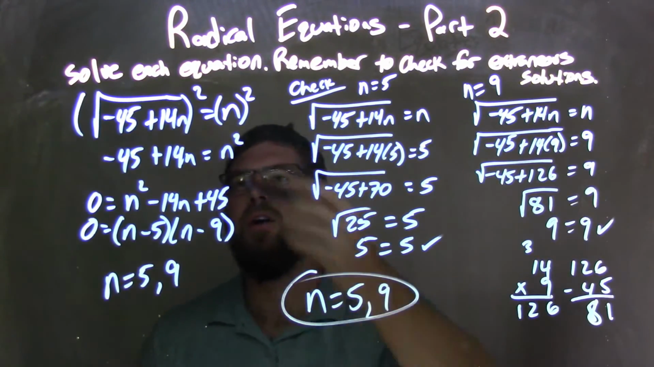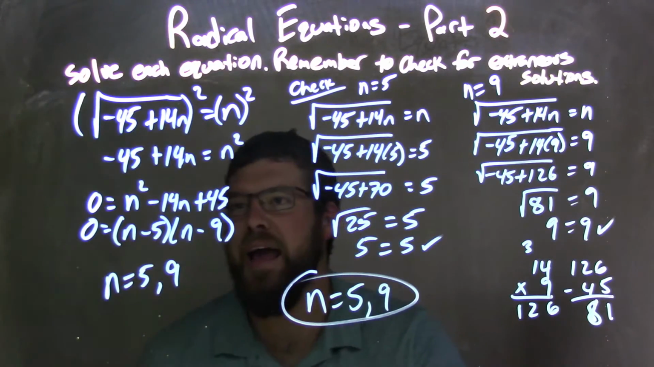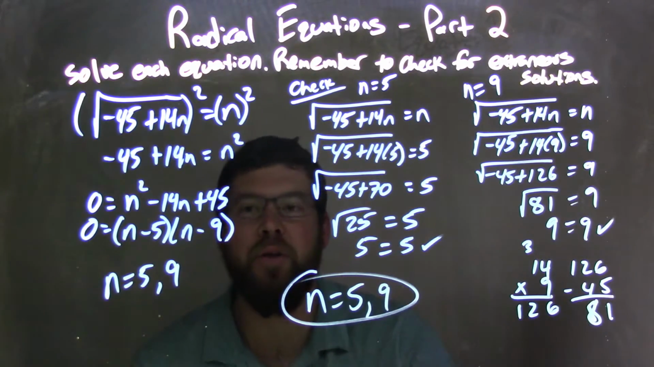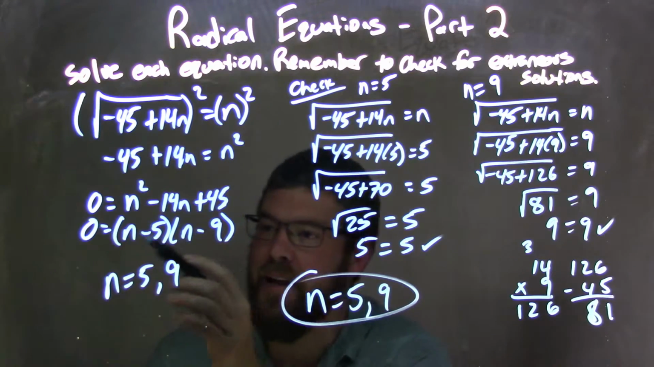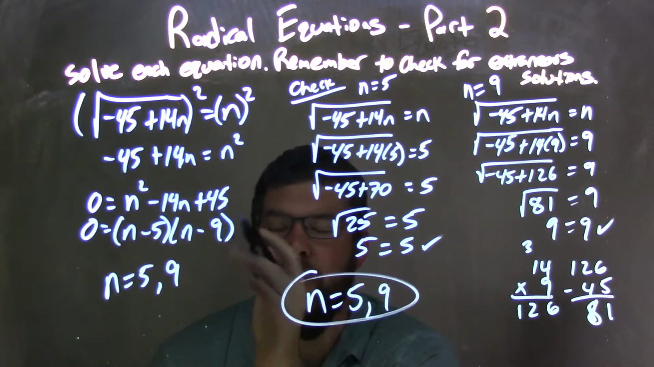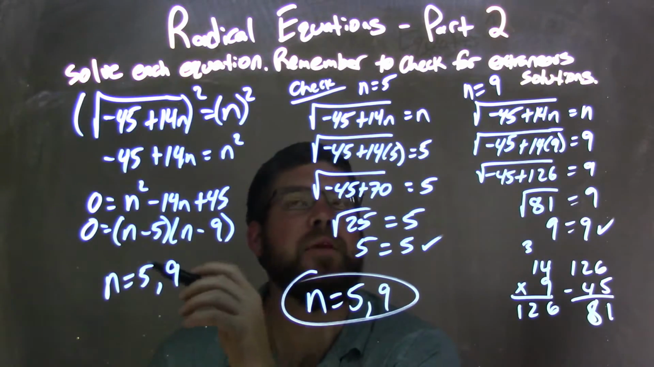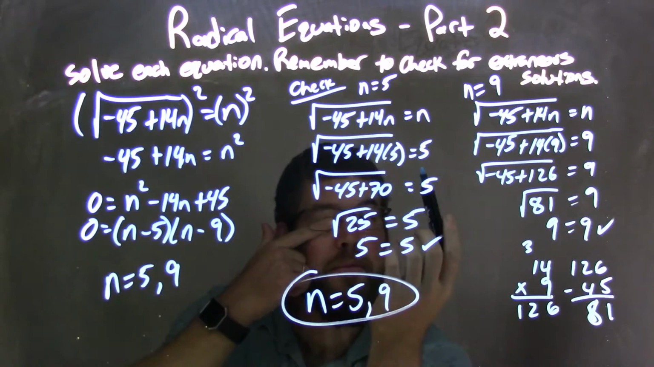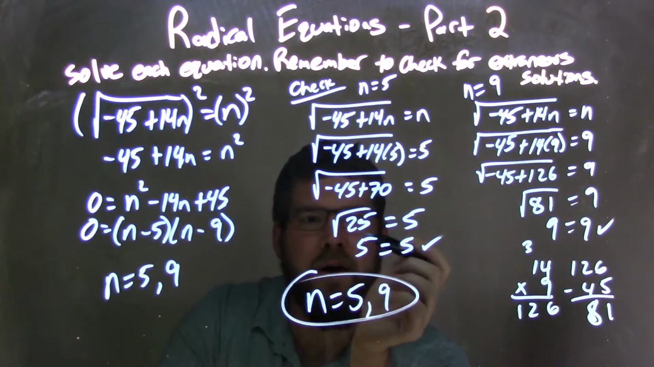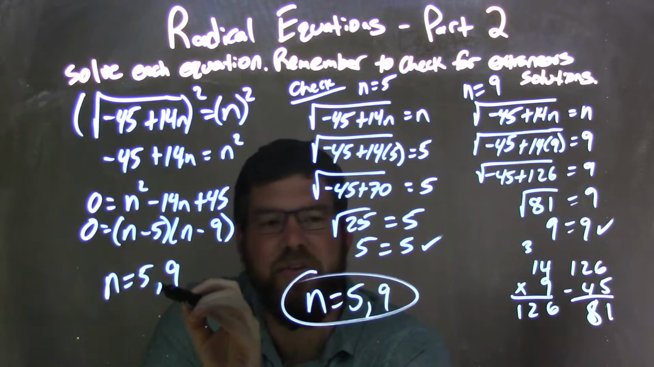So let's recap. We were given the square root of negative 45 plus 14n, and that equaled n. We squared both sides, and we brought everything over to one side, and we factored, getting n minus 5 times n minus 9. Knowing that when it's factored like that, our two answers are n equals 5 and 9. So we checked both of them. We checked the first one, plugged it in, simplified both sides. We ended up with 5 equals 5, confirming that 5 is a true solution.